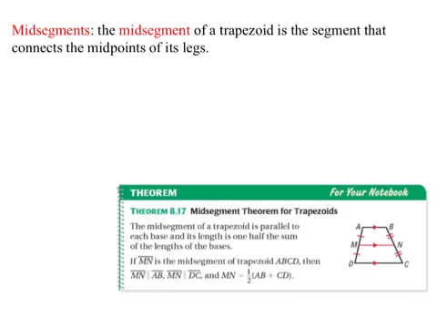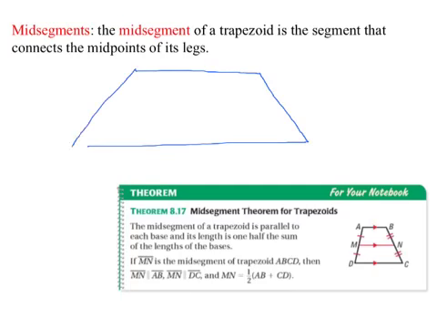Next, midsegments. The midsegment of a trapezoid is the segment that connects the midpoints of its legs. So if I have a trapezoid, a midsegment's going to bisect each leg.